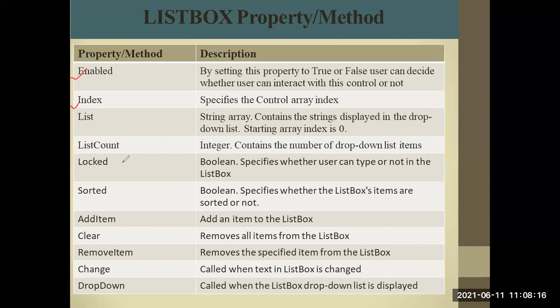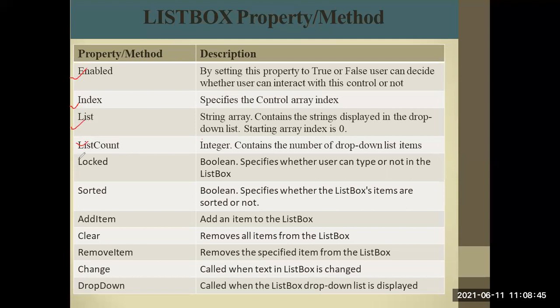Then Store is again a boolean type, which can be true or false. It specifies whether the list box items are stored or not. It means if you perform any changes to the list box, then you have to update the Store property and set it to true. If it is true, then whatever you updated in the list box will be stored. Otherwise, it will not be stored. So these are some common properties.